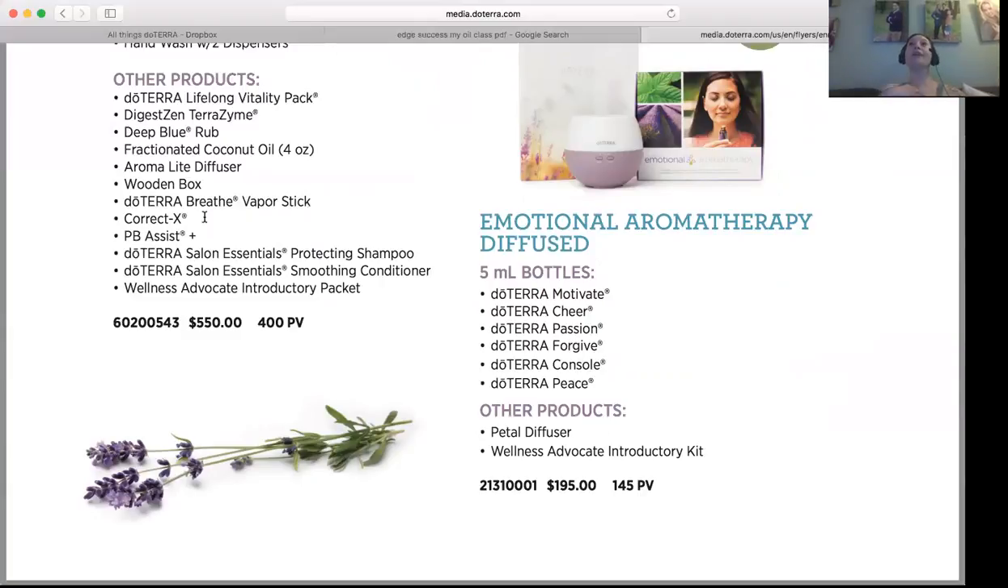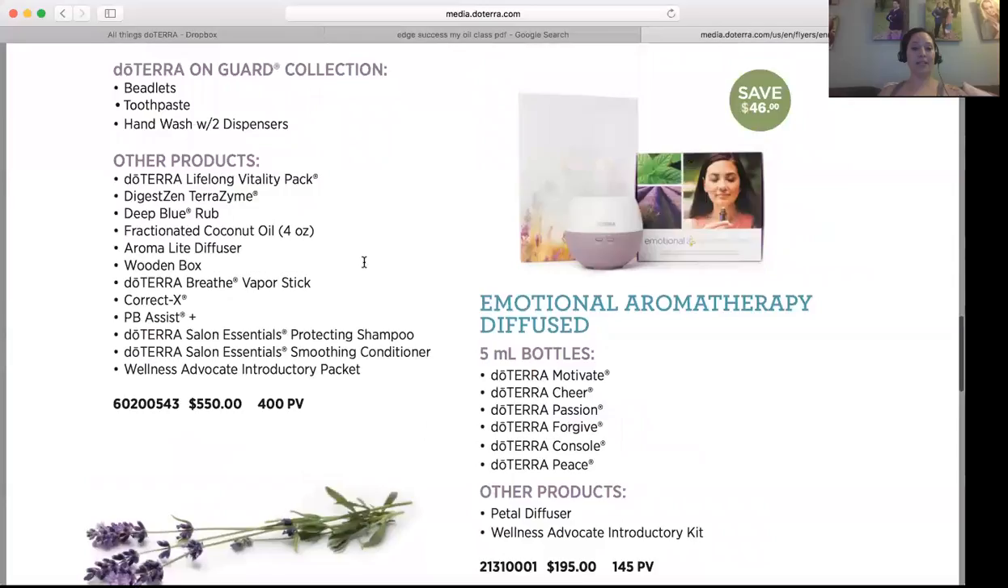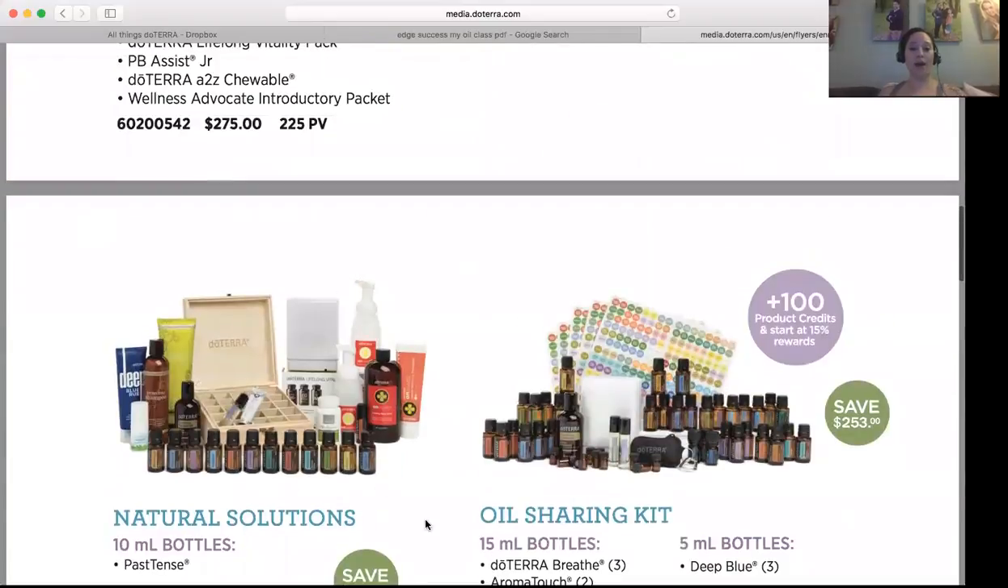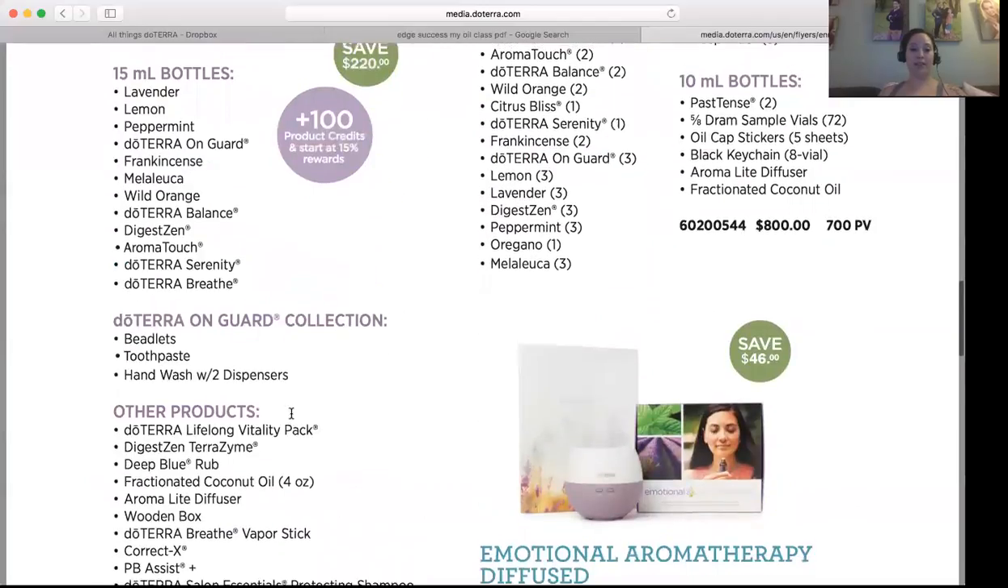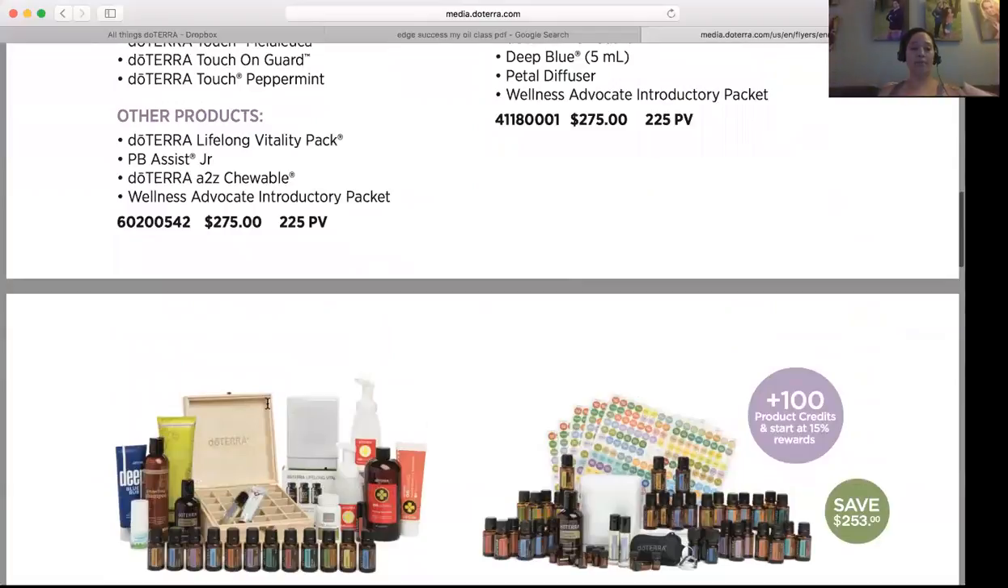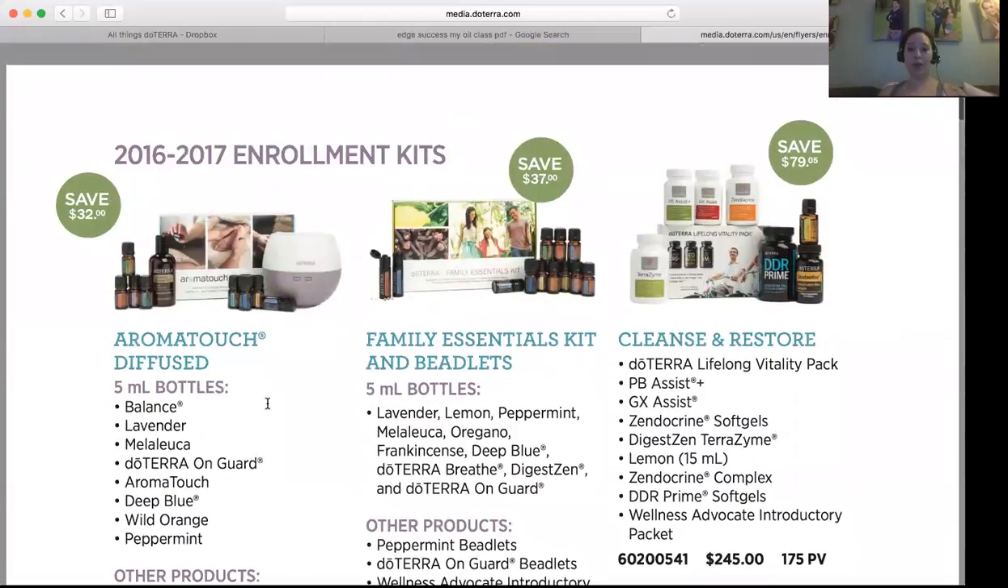I love Correct-X. It reminds me of Neosporin, but oh my gosh, I no longer use Neosporin because I love Correct-X. In my opinion, it works so much better and is so great for scars and different things and those boo-boos. You also get your probiotic, and then you get your shampoo and conditioner. So you get so much for such a great price. So those are the kits that I typically go through with people. And then I say, guys, you know what?